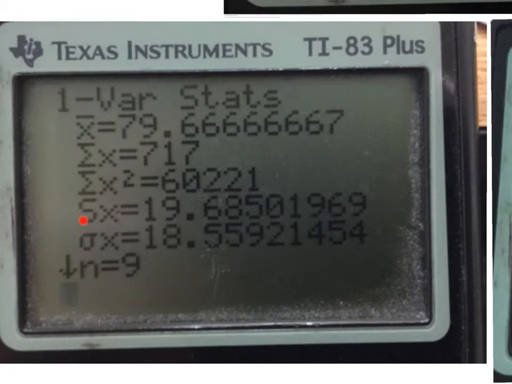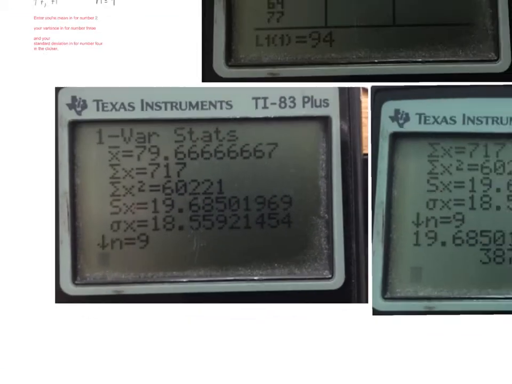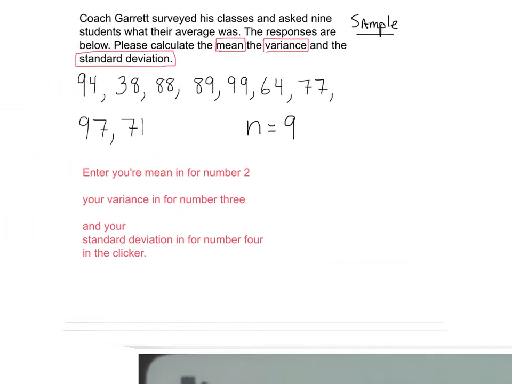Okay. Now, what does this right here, Sx, 19.685, blah, blah, blah, what is that? That's the standard deviation of a what? Sample. Okay? This right here is your standard deviation of a sample. Okay? Now, if we go back to our questions, number 3 is the variance. So I wouldn't put that in for number 3, would I? But I'd put that in for number what? 4. Now, we know that variance is sigma squared, and standard deviation is just what?